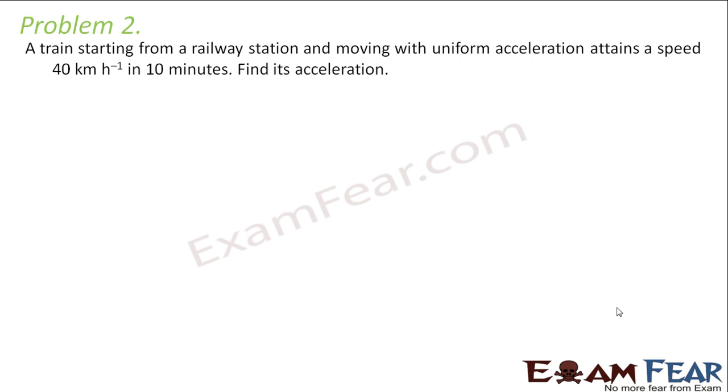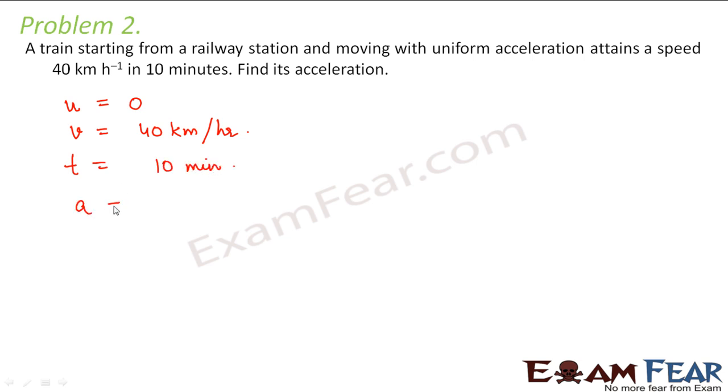Let us look at the next problem. It says a train starting from a railway station and moving with uniform acceleration attains a speed of 40 km per hour in 10 minutes. So the train is starting from the railway station, which means initially the train is at rest. After some time it attains a speed of 40 km per hour, so this is my final velocity. It takes a time of 10 minutes to reach this speed. We have to calculate the acceleration.